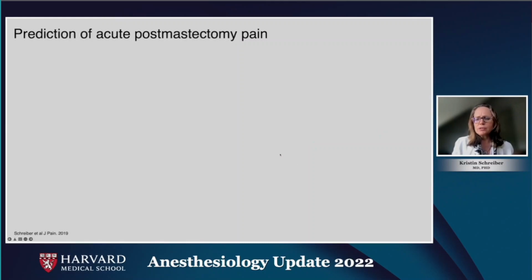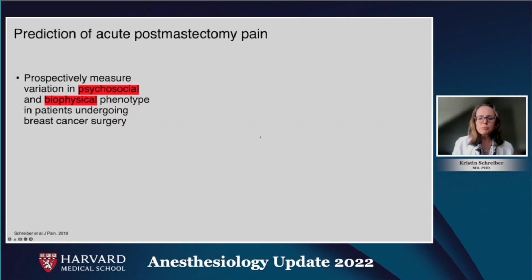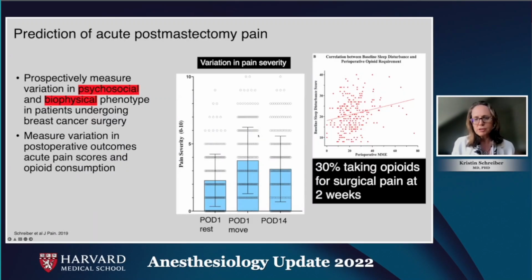In the next study, which formed the basis of some of my previous K23 work, we investigated post-mastectomy pain. And again, we're prospectively measuring variation in the psychosocial and biophysical phenotype before their surgery, and then looking at their postoperative acute pain. You can see, again, it's quite variable, as was the amount of opioids that they needed in the perioperative period, and how many people were actually taking opioids for surgical pain at 2 weeks. It was a minority, but 30% of people said, I'm still taking some opioids.